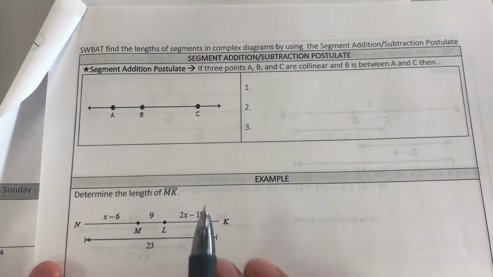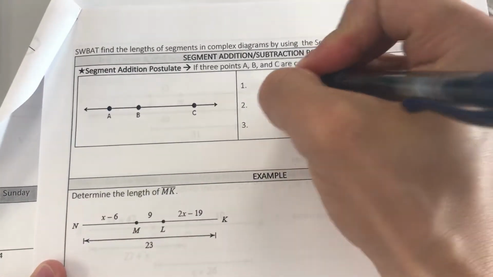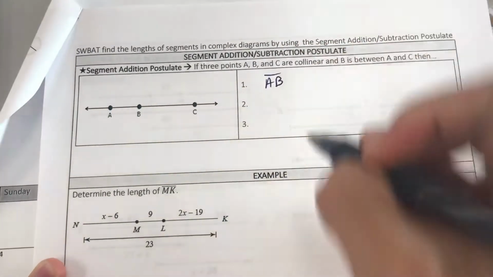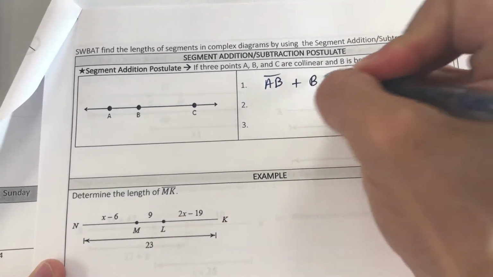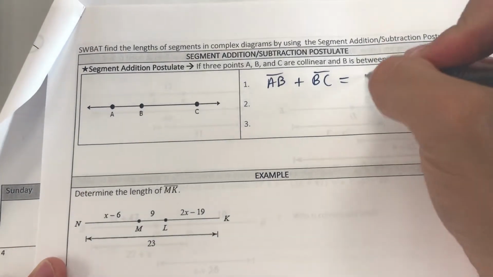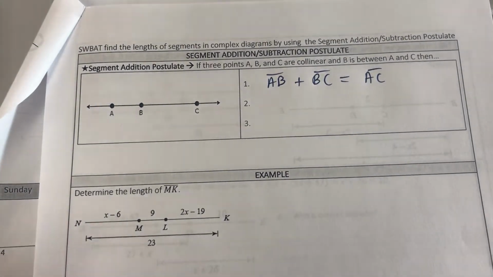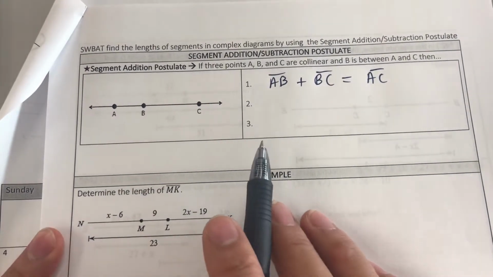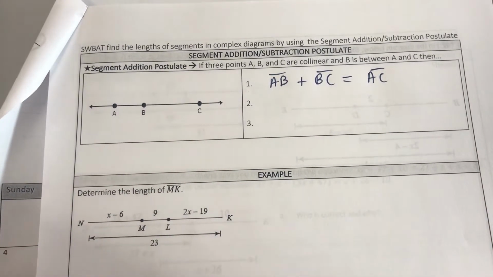So the first postulate that you'll notice is very common sense, but it basically means that if you take line AB and you add it to line BC, it's going to ultimately equal line AC. Again, easy common sense stuff, okay? That's part A, the addition postulate.